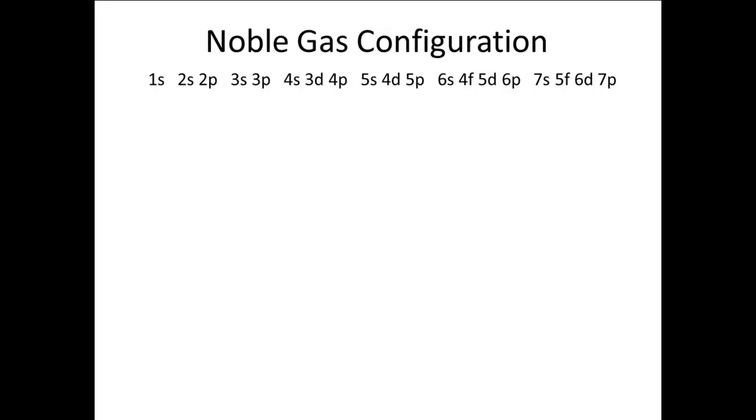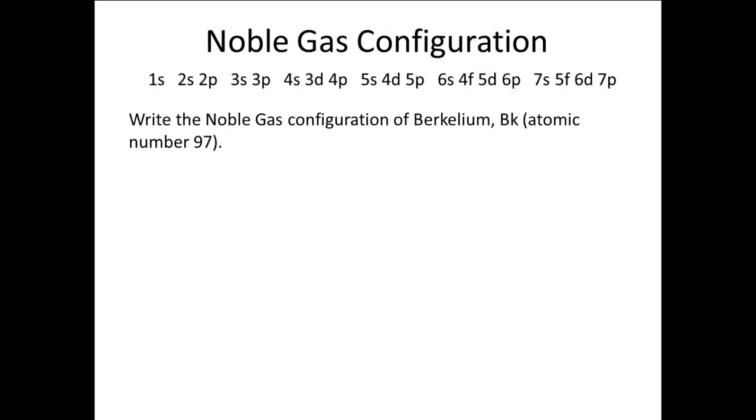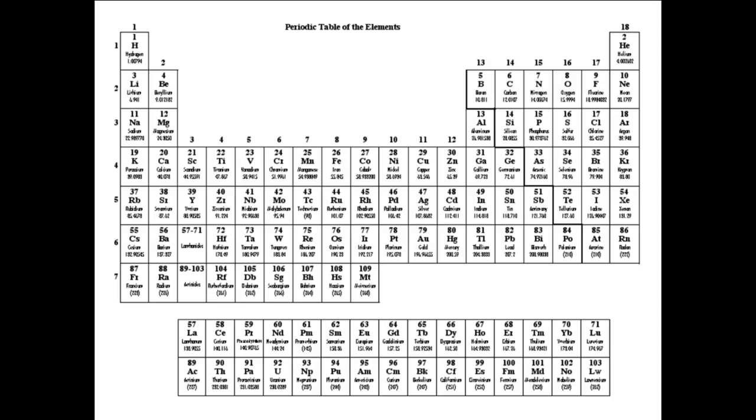Let's do another example. Write the noble gas configuration of berkelium, Bk, atomic number 97. We again start with the periodic table and locate the element. Here it is. One of the quirks of this form of the periodic table is that the two rows that are placed at the bottom of the table are actually part of other rows. The upper one is part of row 6, and the lower one is part of row 7. So we look for the noble gas at the end of row 6, radon.